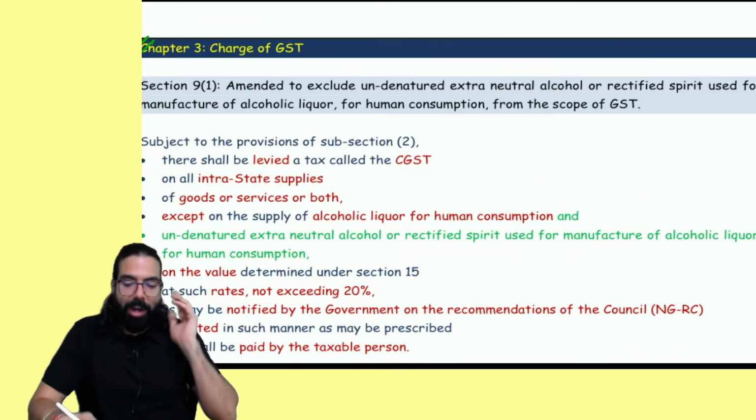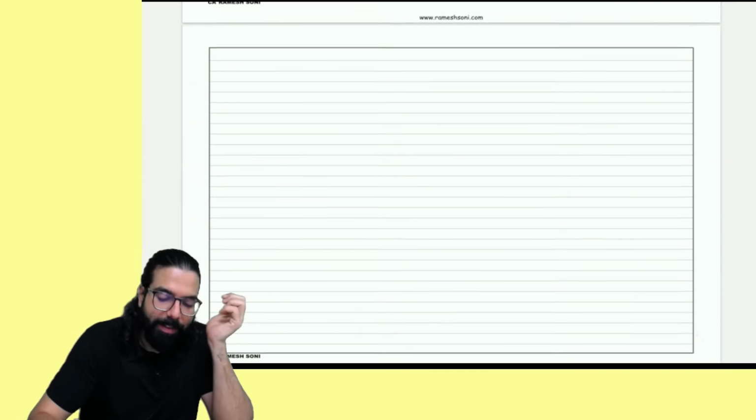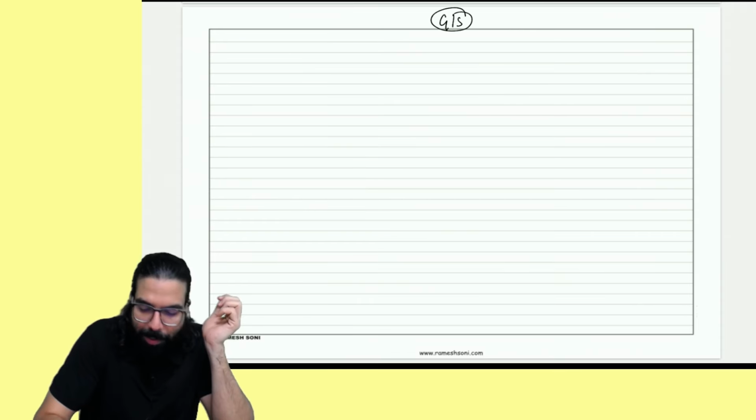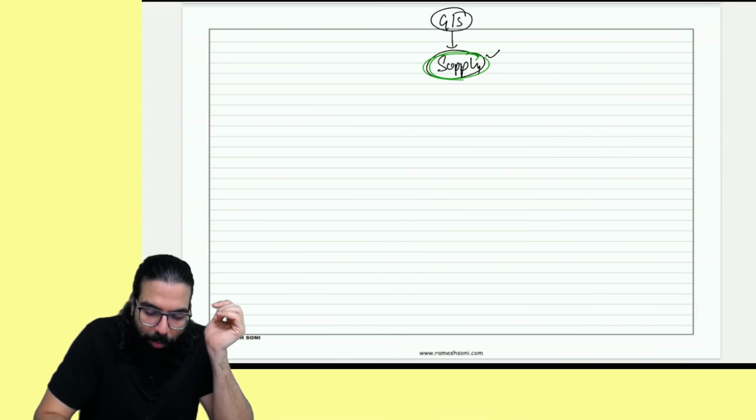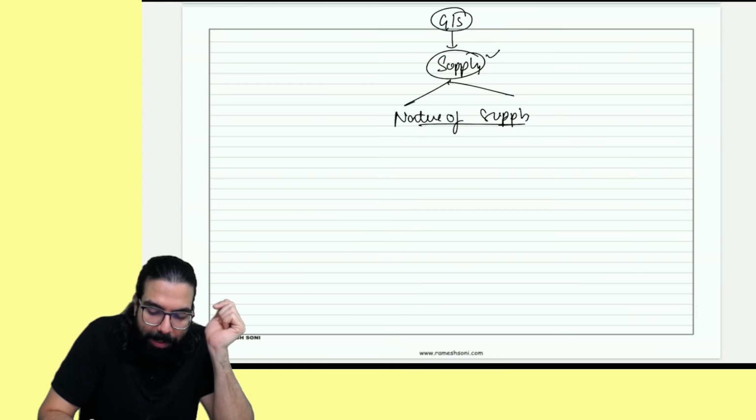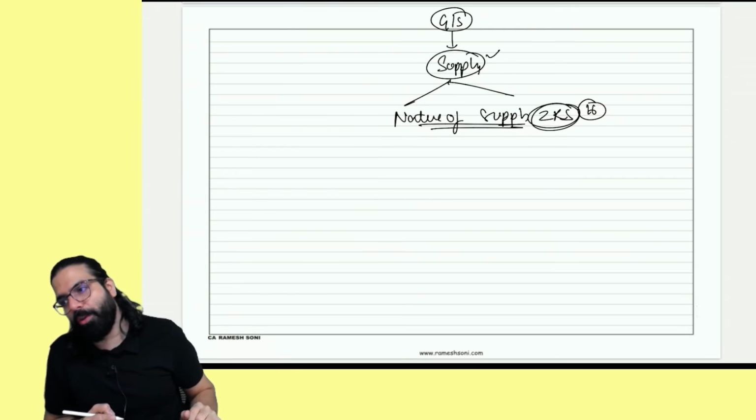Everyone over here now, charge of GST. Tell me one thing, we started learning GST with goods or service. Goods or service definition, no changes. Goods and service has to be supplied. Supply, I already told you the amendments which are there. Now, supply can be either interstate or intrastate. In this, we come to nature of supply, where I tell you inter, intra, and then I teach you zero rated supply. In this, one small change in section number 16 was there, which I've already told you.